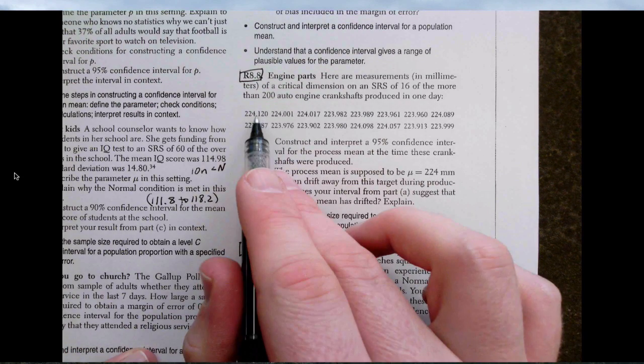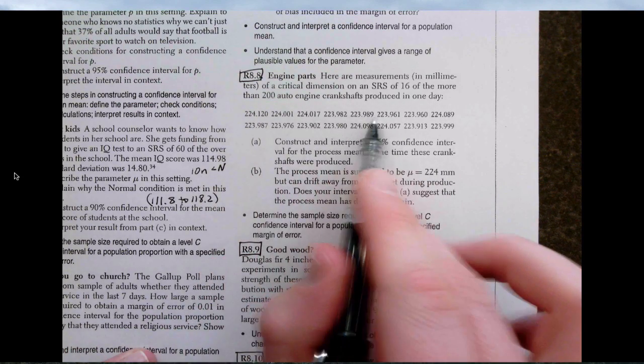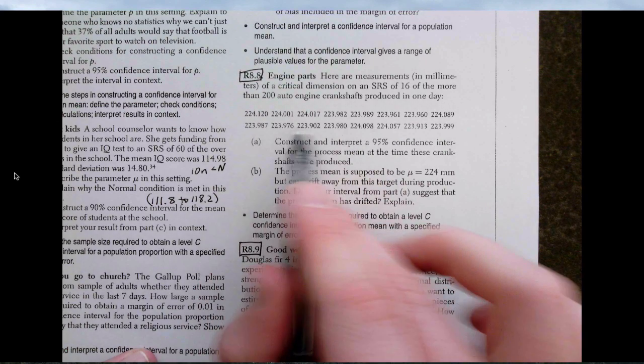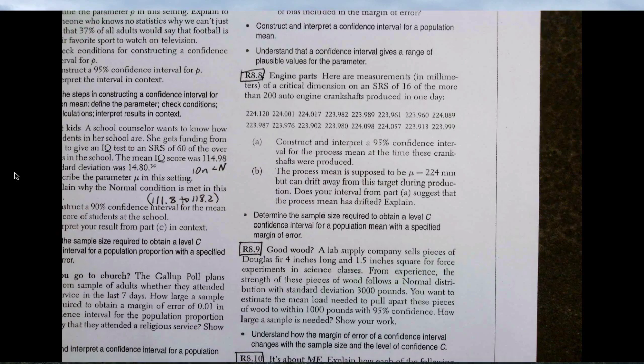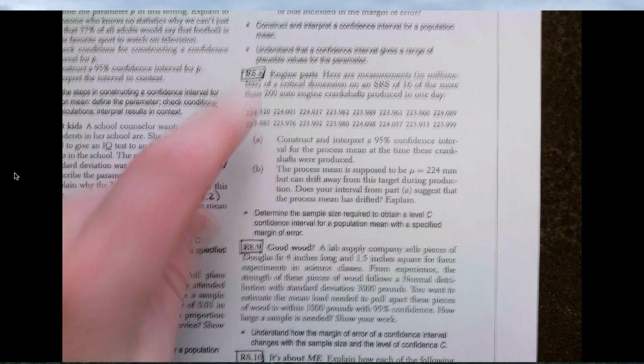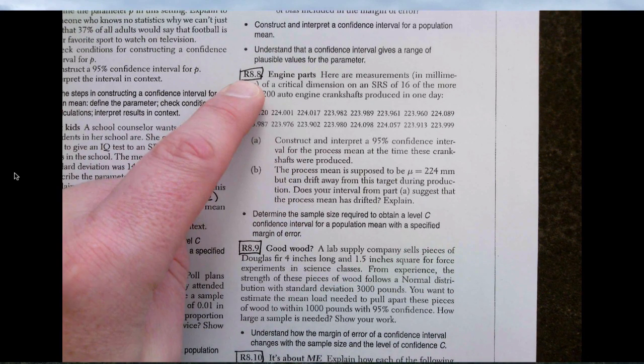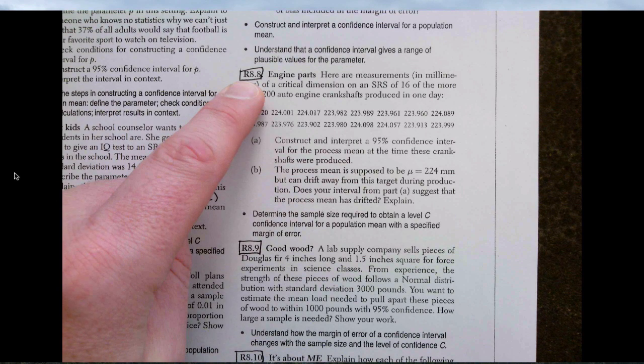So what you would do is you type all these values into L1. Okay, you could run basic stats, or you could run a t-test on L1. It will give you all the information you need. All right, in the interest of saving time, I'm going to say that we know the mean.